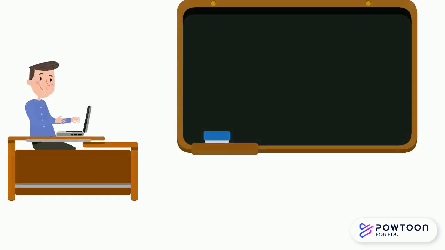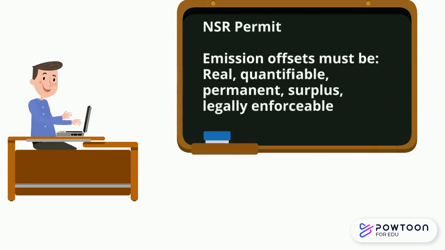There's been a lot of controversy surrounding offsets, specifically on whether they're real or not, so the law requires that the offsets be shown to be real, quantifiable, permanent, surplus, and legally enforceable. Real and surplus mean the emission reductions would not have happened but for the offset transaction.